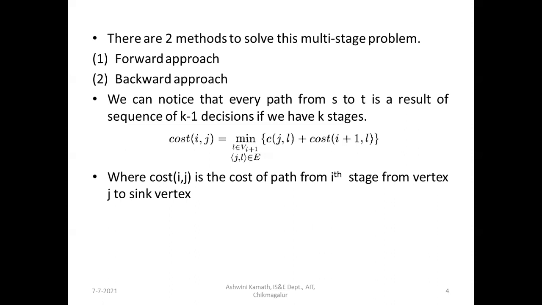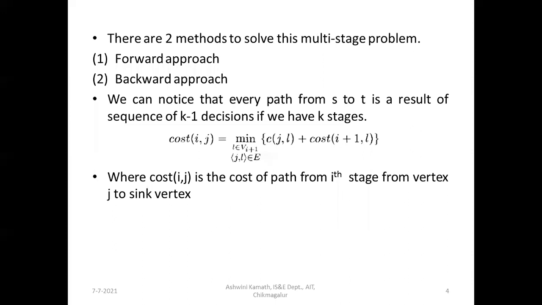We are going to find the path from the source node to the sink node, so in between we have to find something. I told you the dynamic programming table stores the intermediate results somewhere so that we can use them for getting the solution. So here also, for intermediate stages we need this. To find the cost from the ith stage, jth vertex to the sink vertex, this is the formula we are going to use.